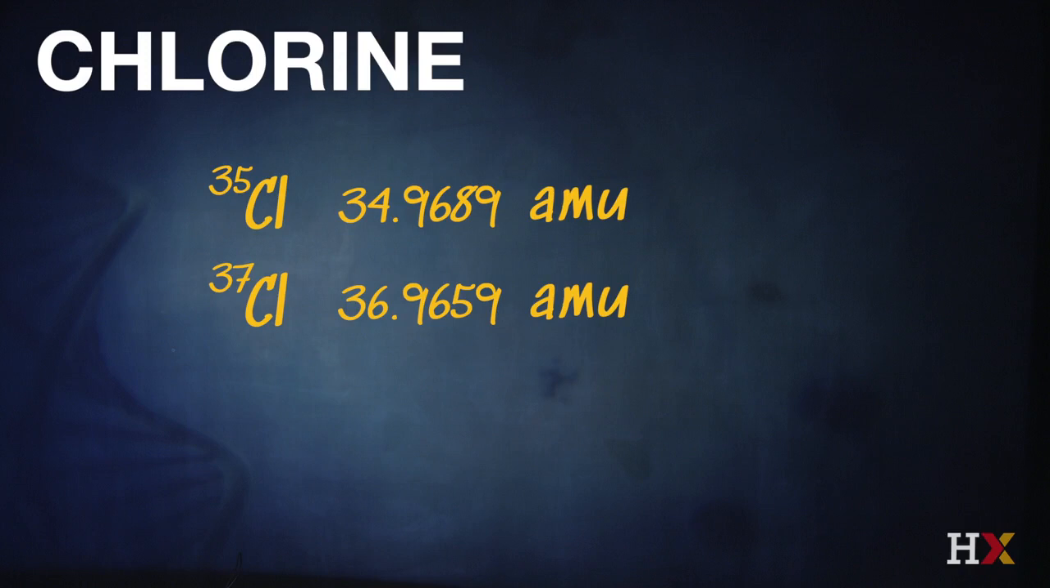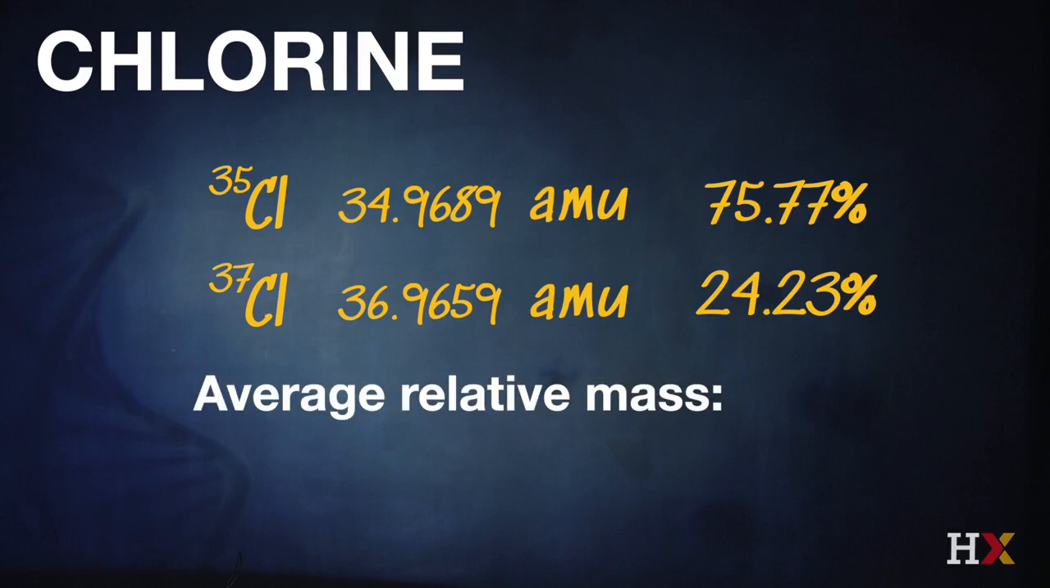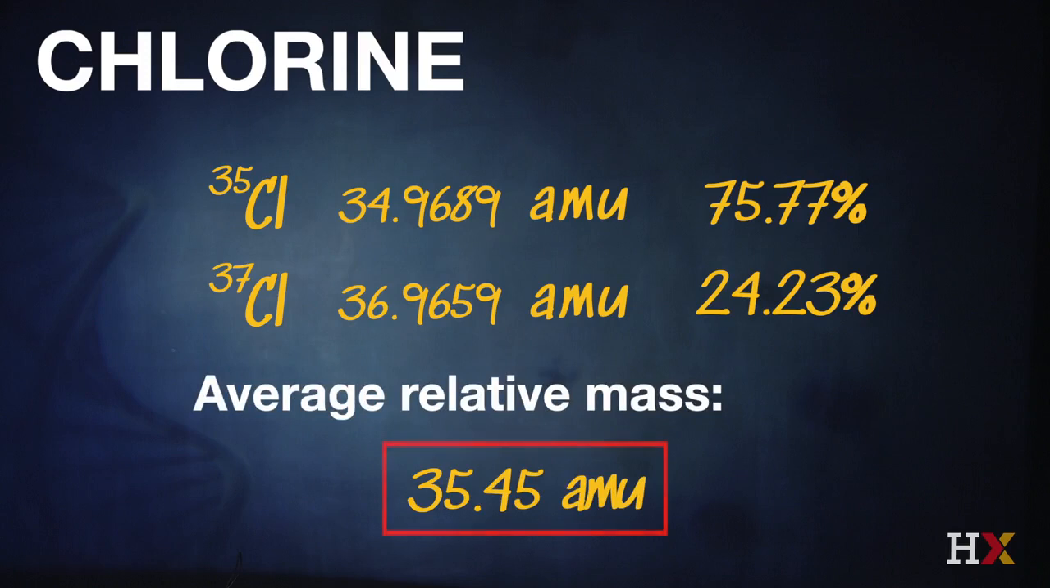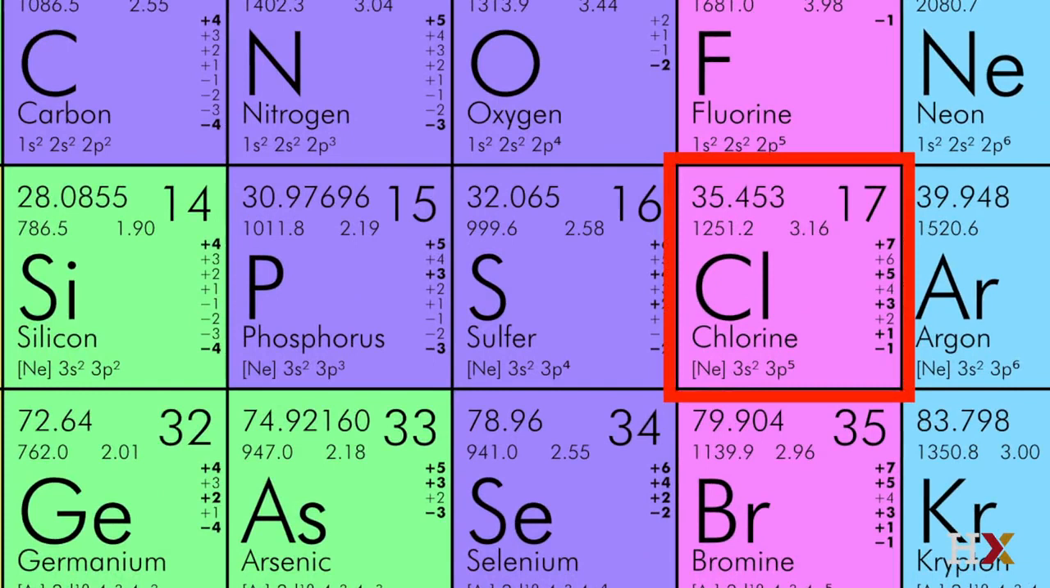But here's the interesting thing about chlorine. The chlorine 35 isotope is 75.77% of the naturally occurring abundance, and chlorine 37 is a huge fraction, 24.23% of that naturally occurring abundance. And so the average relative mass works out to be 35.45. And so when we look at chlorine in the periodic table, we see there's a very large contribution from that heavier chlorine 37 isotope in the determination of the atomic mass units corresponding to the natural abundance of chlorine on Earth.